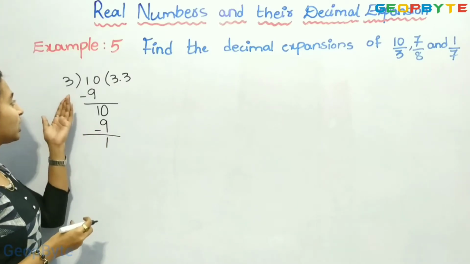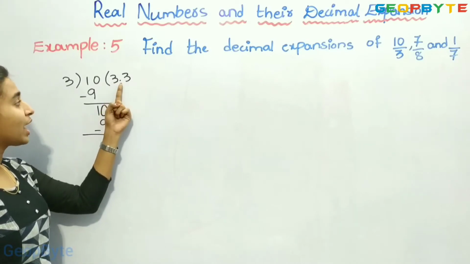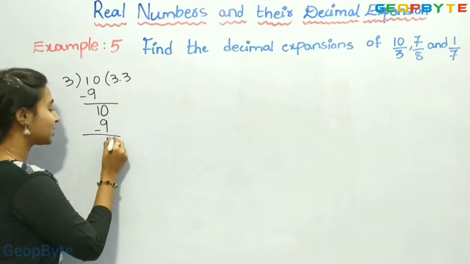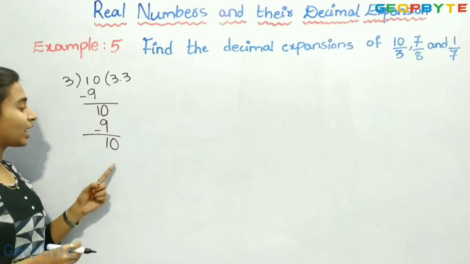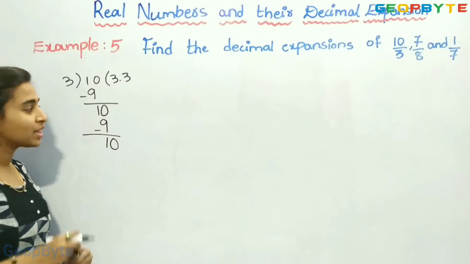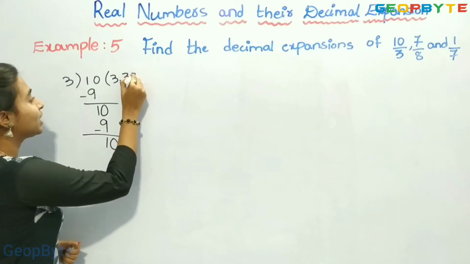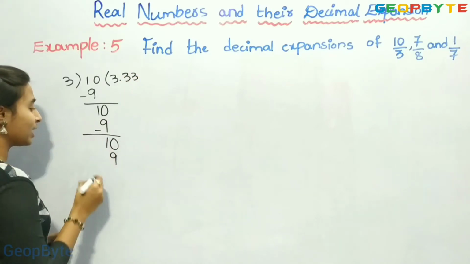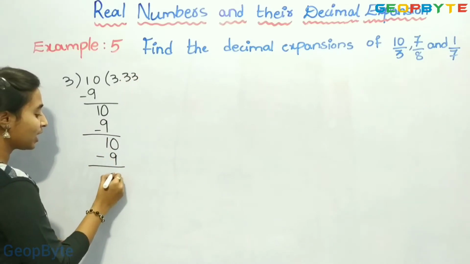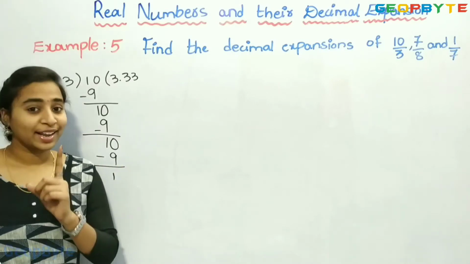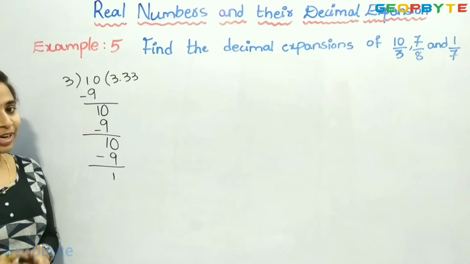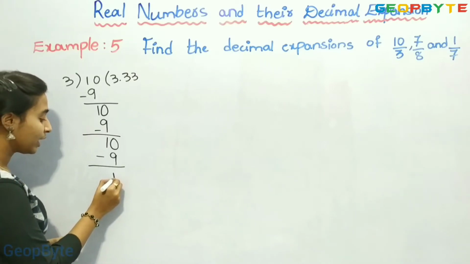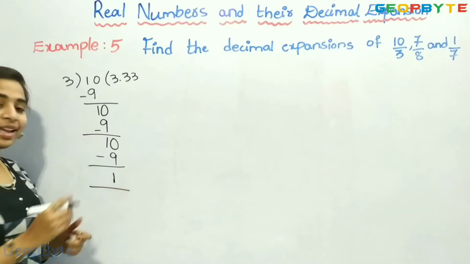Again 1 is not divisible by 3. As we have a point here, let us write 0 again. Keeping 1 point, we can write any number of zeros. Now again, 3 3s are 9. 10 minus 9, 1. So here, if you observe, the remainder 1 is going on repeating. So, let us stop it until here.